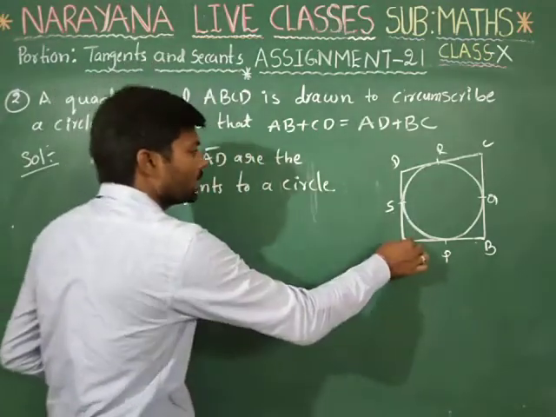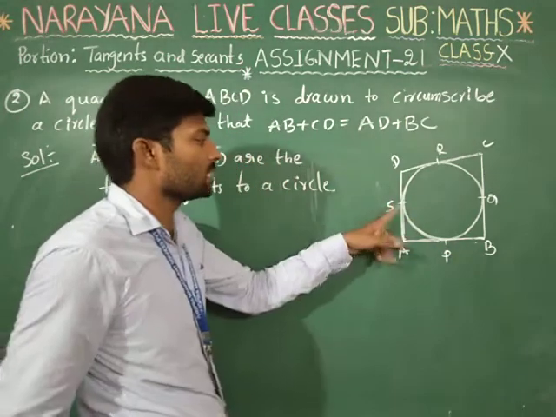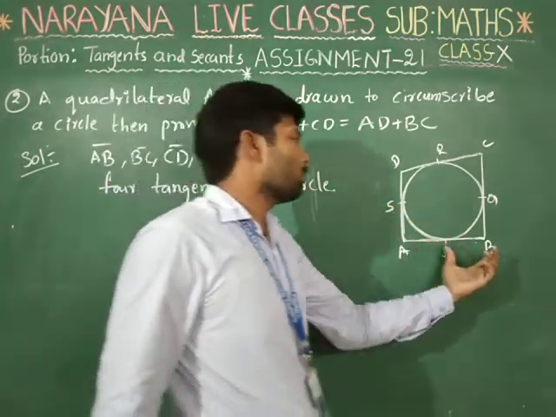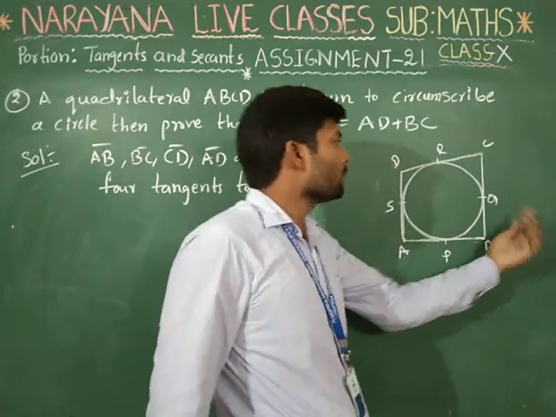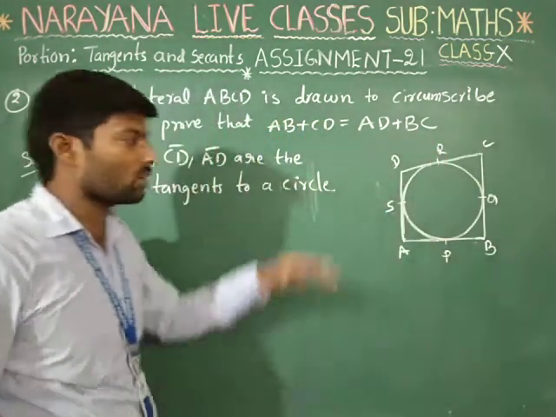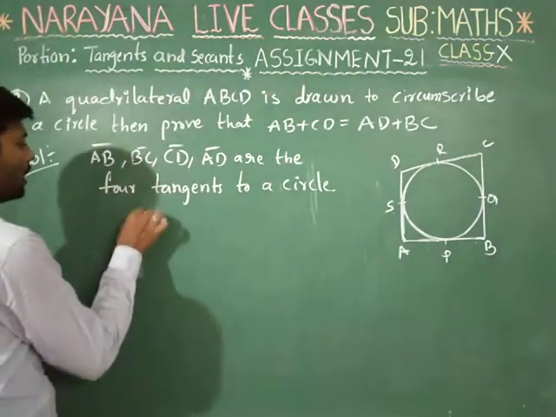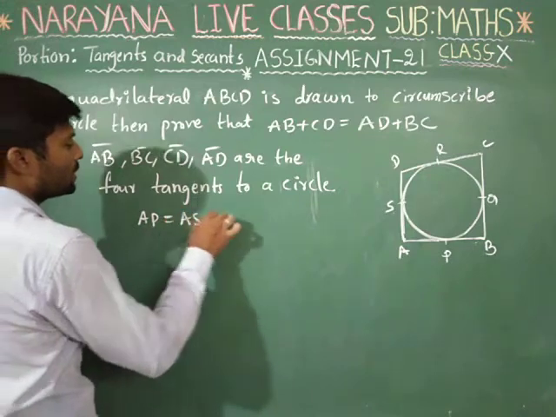So if you take point A, these two tangent lengths are equal. That is AS is equal to AP, and PB is equal to BQ. Similarly, CR is equal to CQ and DR is equal to DS. First we have to list out the pairs of tangents. That is AP is equal to AS. This is the first equation.